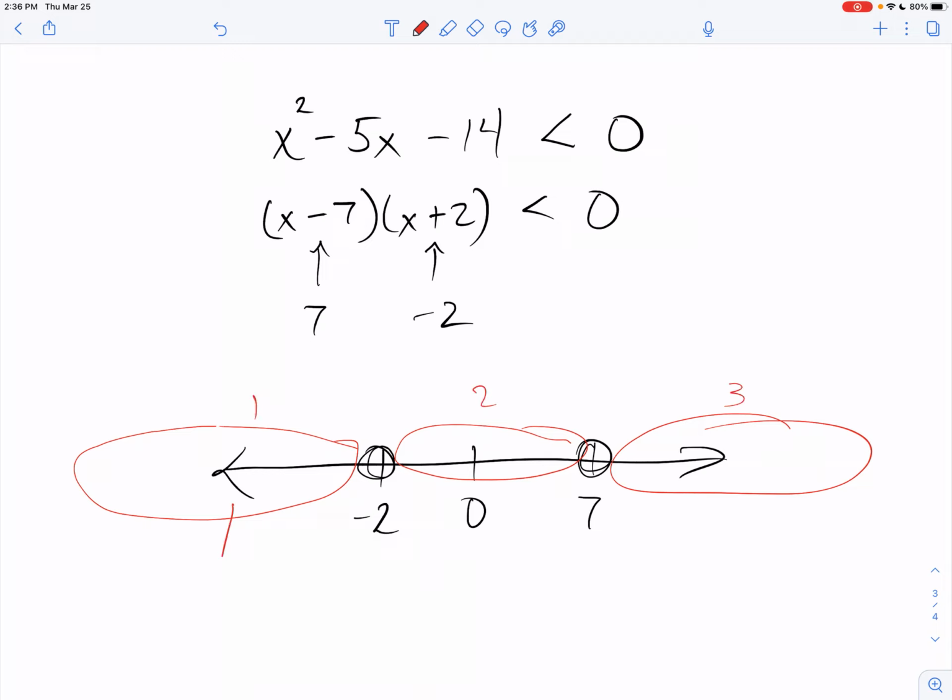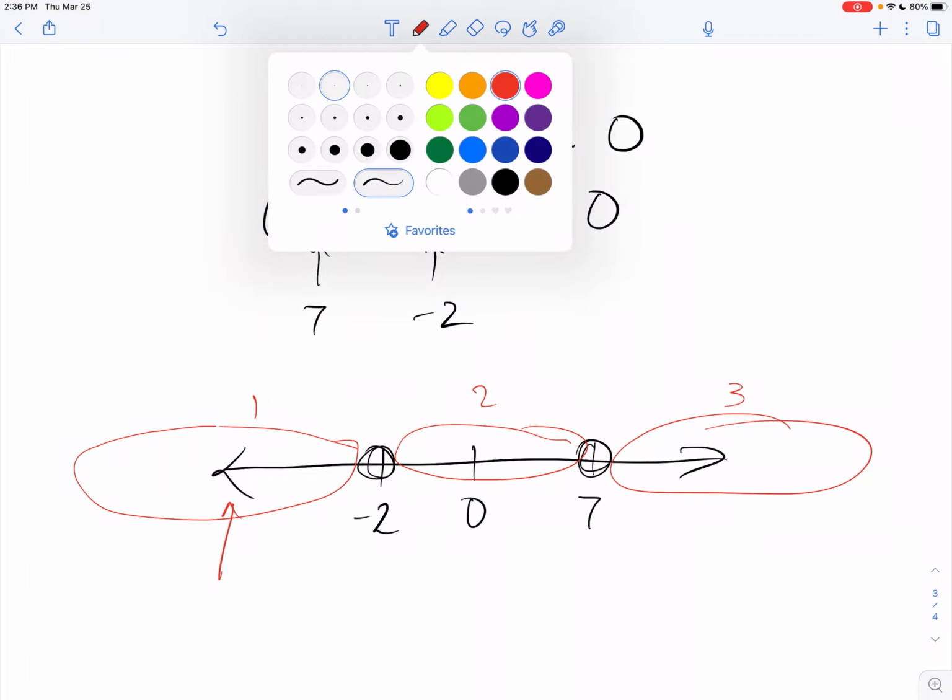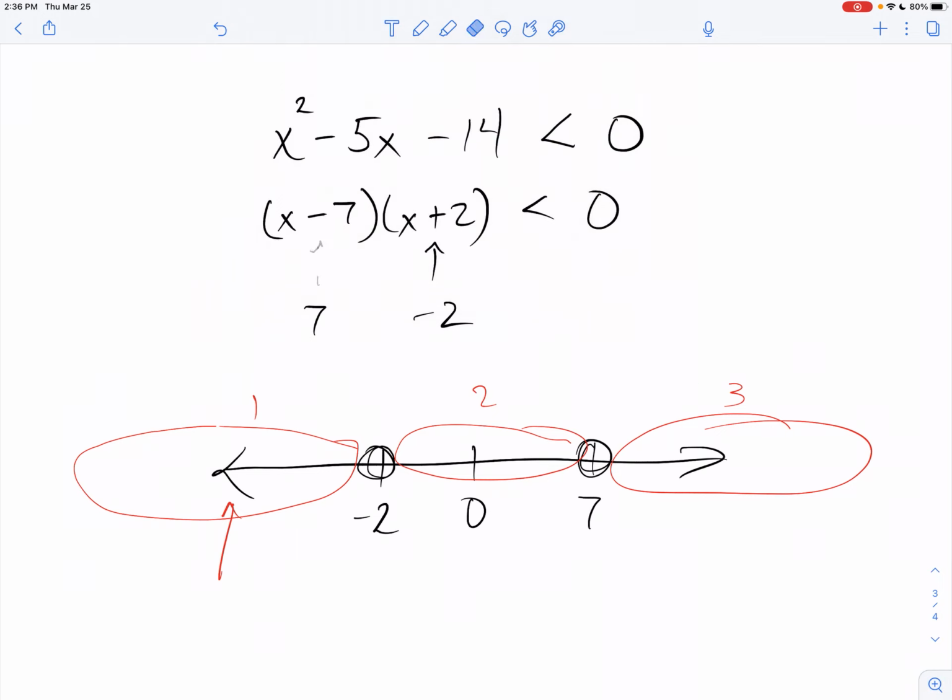I'm going to pick any number I want that's in this zone, so anything less than -2. I already told you I like to work in multiples of 5. So I'm going to go back up, and I'm going to plug in. What if I put a -5 here and a -5 here? Well, the first set of parentheses, I'd get -12, which is a negative number. If I put a -5 in here, the second thing, I would get a negative number. A negative times a negative is a positive. Is positive information less than 0? No, it is not. So this stuff here, we don't use it.